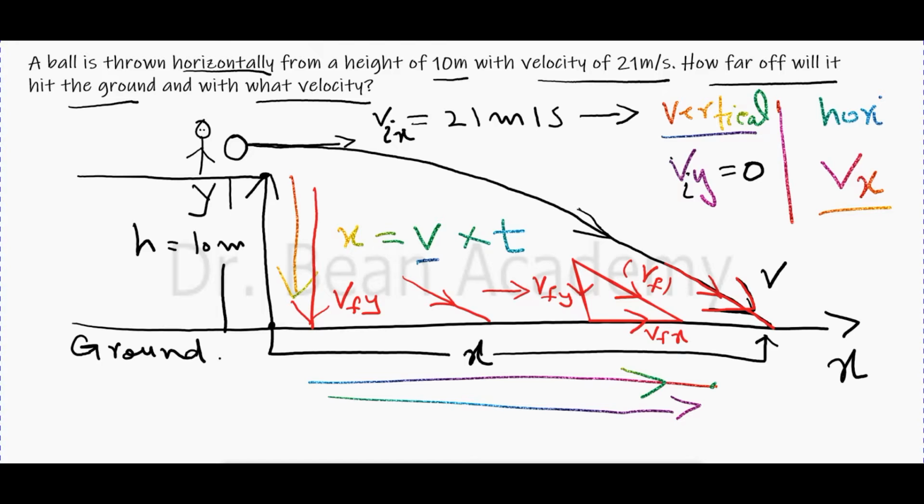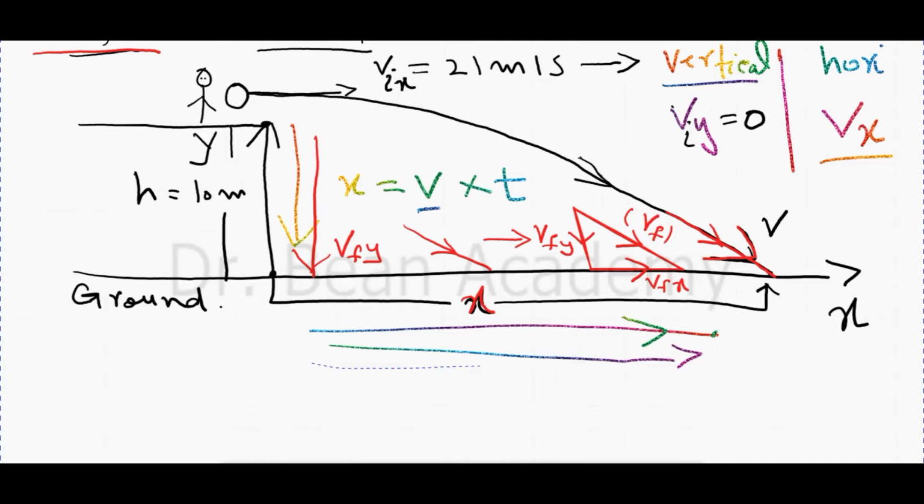Okay, so let's find how far off it will hit the ground. Let's calculate this first. We need to find this distance x. To find this horizontal displacement, we will only take the horizontal part of the velocity, because only horizontal velocity is responsible for the horizontal displacement of the object. The vertical component of the velocity has no role in that motion.